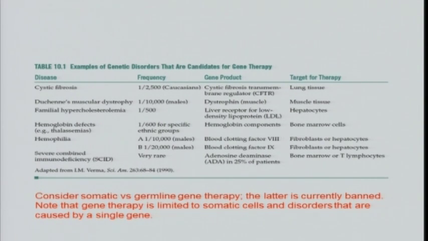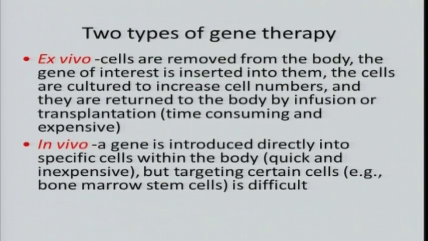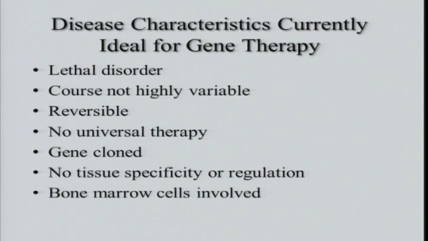That's where the field is right now. Doing germline gene therapy is currently banned. And so the idea then is you can do it ex vivo, that's outside the body where you manipulate, or you do it in vivo, where the gene of interest is introduced directly into the specific cells of the body. And this is the one that's more commonly done right now, the in vivo approach.